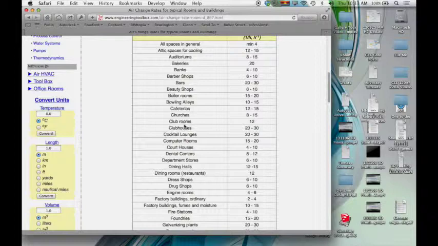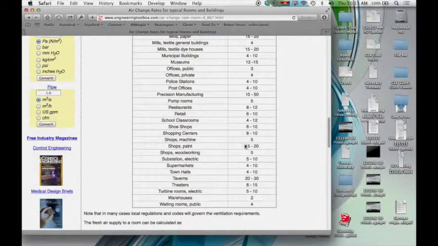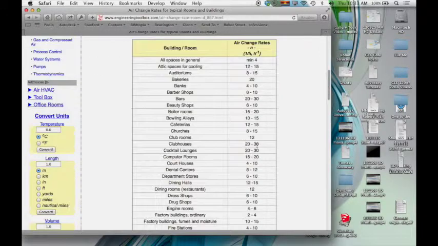It gets to the people and the density and the use of the space, and a lot of it starts getting into the noxiousness of the fumes that need to be taken away. It's all these different things. Like a paint shop has 15 to 20 air changes an hour, whereas in general around 4 air changes an hour. Auditoriums are a little bit greater.